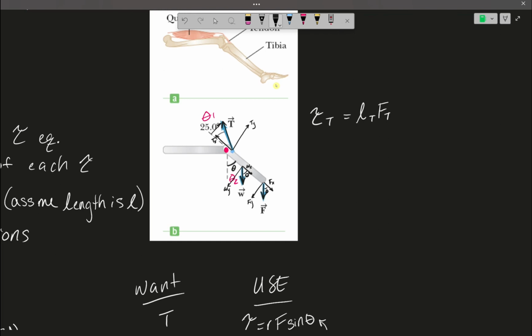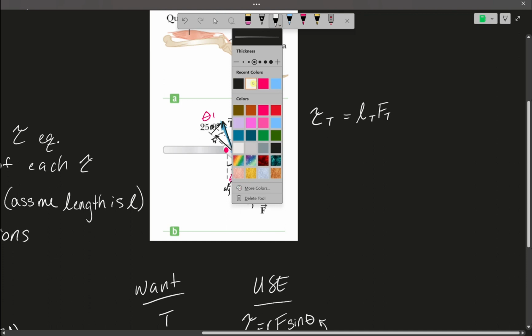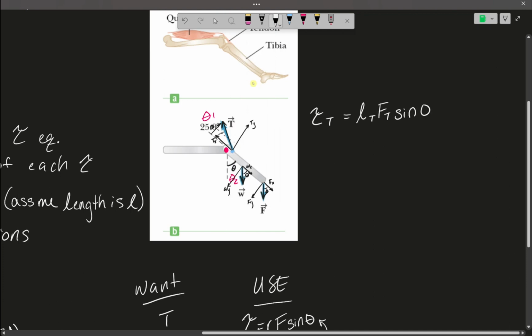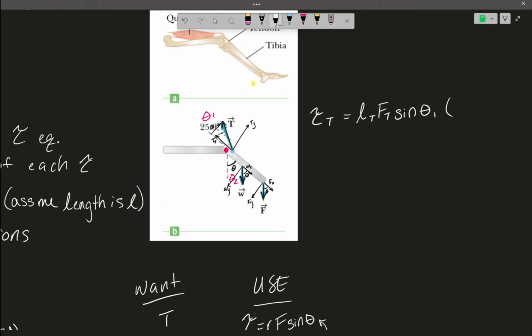Because this is opposite, right? All I did was just translate that over. Because this is opposite of my angle, this is going to be sine of theta 1. And I'm going to go ahead and figure out the directionality of this. So if I do R cross F, it's going to come out of the page. So this is going to be a positive torque.